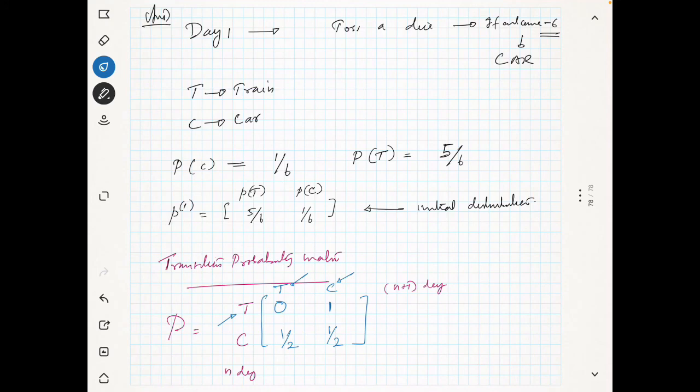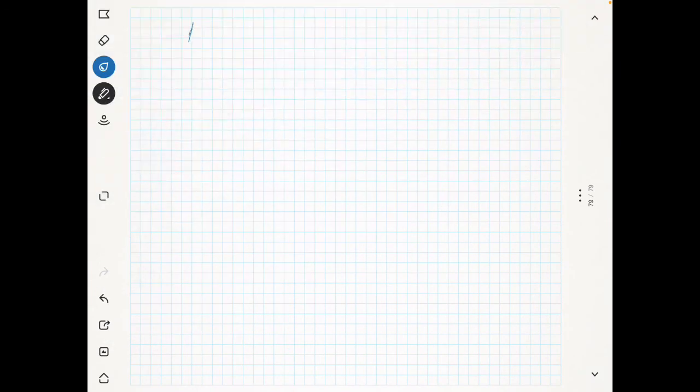So, this is a very simple problem. The only thing is that you should know how to formulate this transition probability matrix, TPM. So, we got the initial distribution, that means P of 1 is 5 by 6 and 1 by 6, because this is for the train and this is for the car. And the probability transition matrix for train and car is 0, 1, 1 by 2 and 1 by 2.